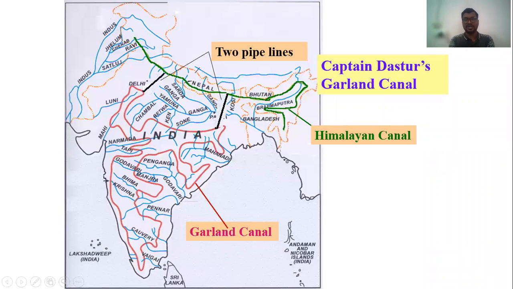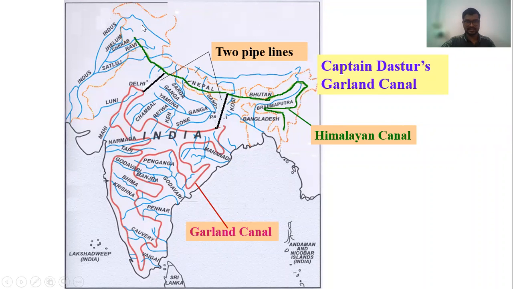The next scheme that came was put forward by Captain Dastur. Okay, it was also called the Garland Canal. It is shown over here. This is the Garland Canal here. Okay, this is a continuous line. This is the Garland Canal, and this is the line connecting. This is connecting to the Himalayan Canal.